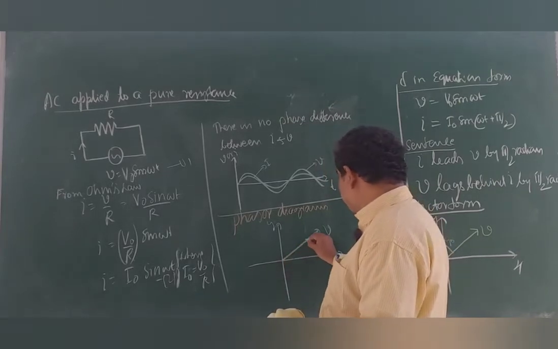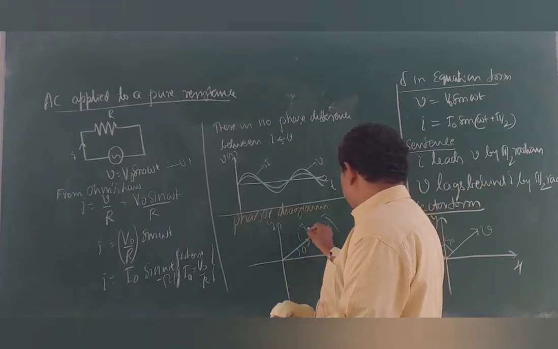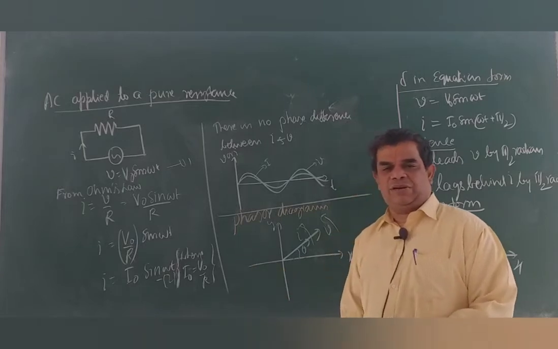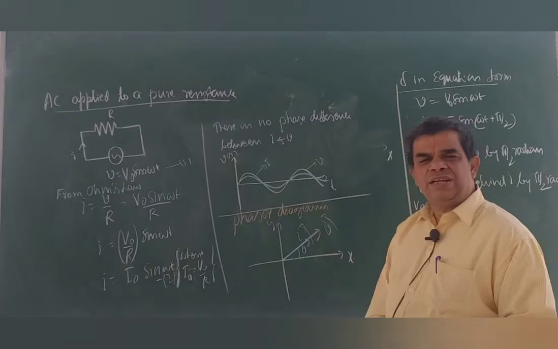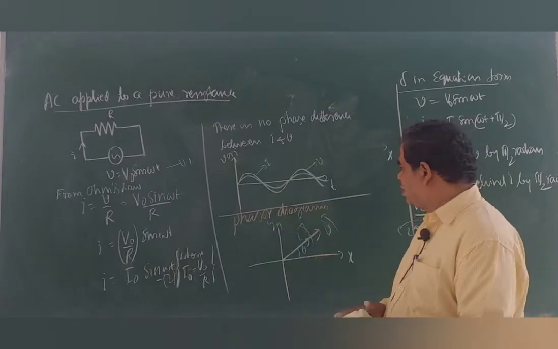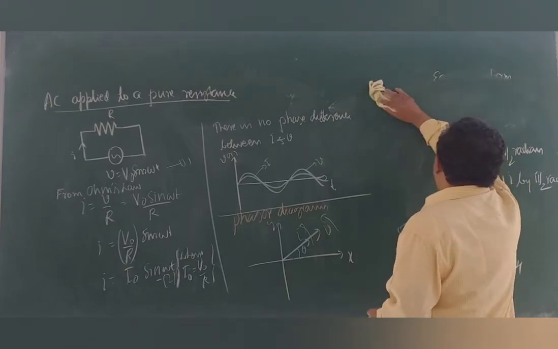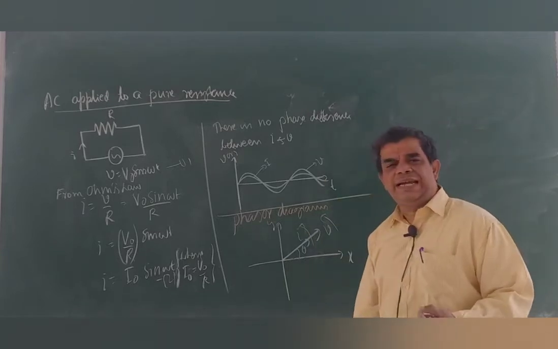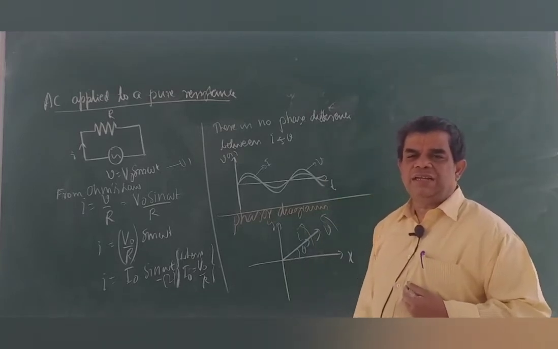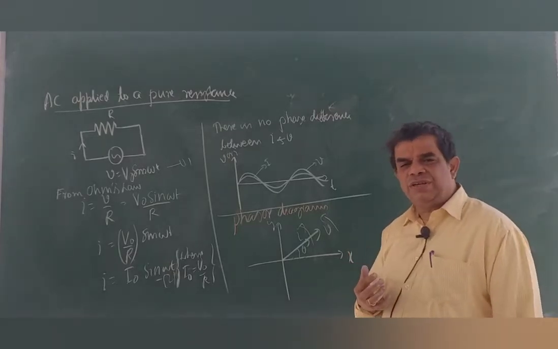The current is also on the same line, covering the same angle at the given time, and both of them are turning in the anti-clockwise direction. This is what happens when we apply AC to a pure resistance. In the same manner, we need to learn what happens when we apply AC to a pure inductance, that is a coil, and then pure capacitance also. Now we proceed on to pure inductance.